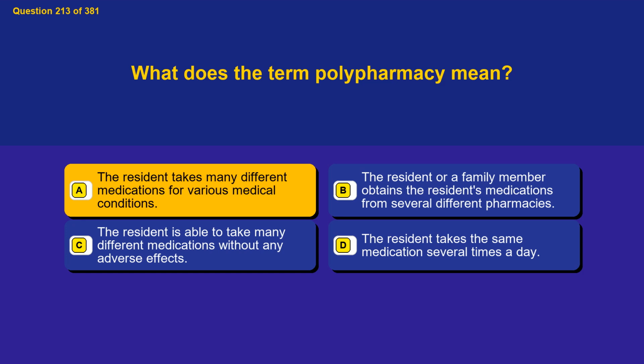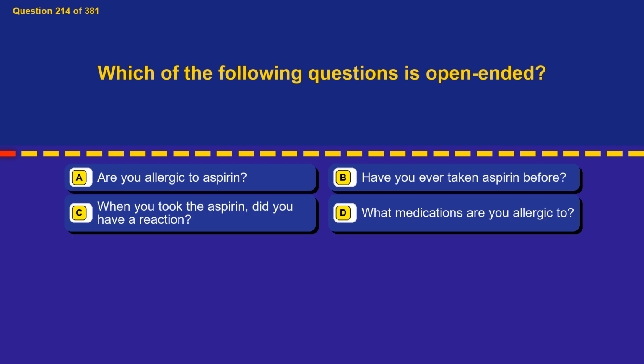The correct answer is option A. The resident takes many different medications for various medical conditions. Question 214. Which of the following questions is open-ended? Option A. Are you allergic to aspirin? Option B. Have you ever taken aspirin before? Option C. When you took the aspirin, did you have a reaction? Option D. What medications are you allergic to?